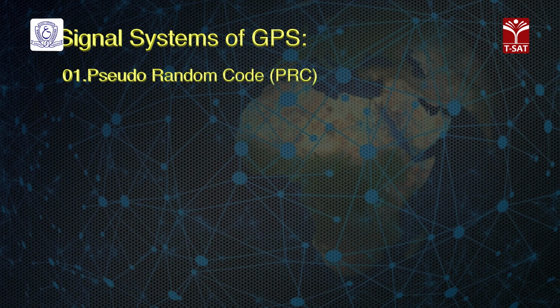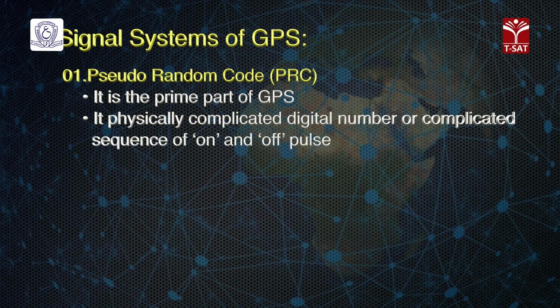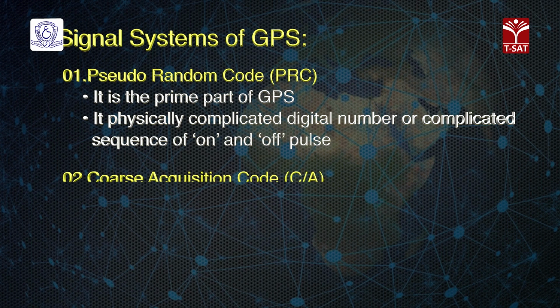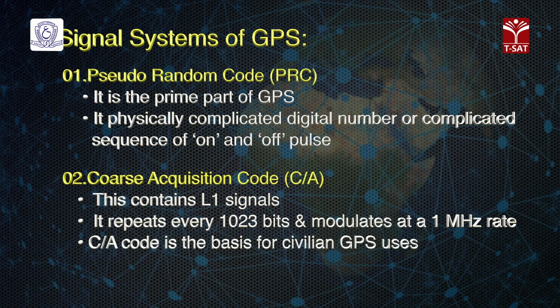The GPS system sends its information through microwave signals. The signal is a pseudo-random code, which is the primary part of GPS. It is a physically complicated digital number, or a complicated sequence of on and off pulses. There are two types of PRC signals generally found: the coarse acquisition code. This contains L1 signals. It repeats every 1023 bits and modulates at a 1 MHz rate. The CA code is the basis for civilian GPS uses.